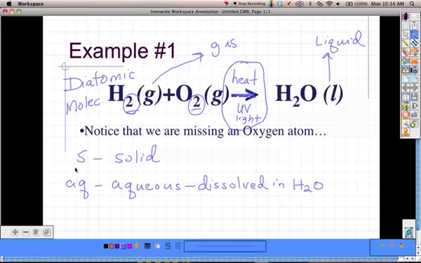If you're given something in words and it's being descriptive, like it's saying hydrogen and oxygen gases, then make sure that you're writing down the G in parentheses behind that. Now these Gs are not something that we have to balance out. It's just telling us more information about how this reaction is occurring.